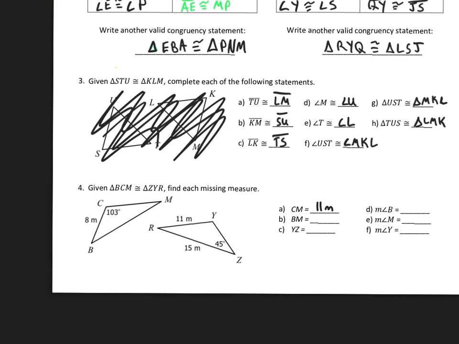And then we have BM. So first and third, that should go with ZR, first and third, and ZR is 15 meters. And then finally we have YZ. YZ is the second and the first, and that should go with CB, which is 8 meters. Now we have to find some angle measures. So the measure of angle B, which is the first one, should be the same as the measure of angle Z. Z is 45 degrees, so B will also be 45 degrees.